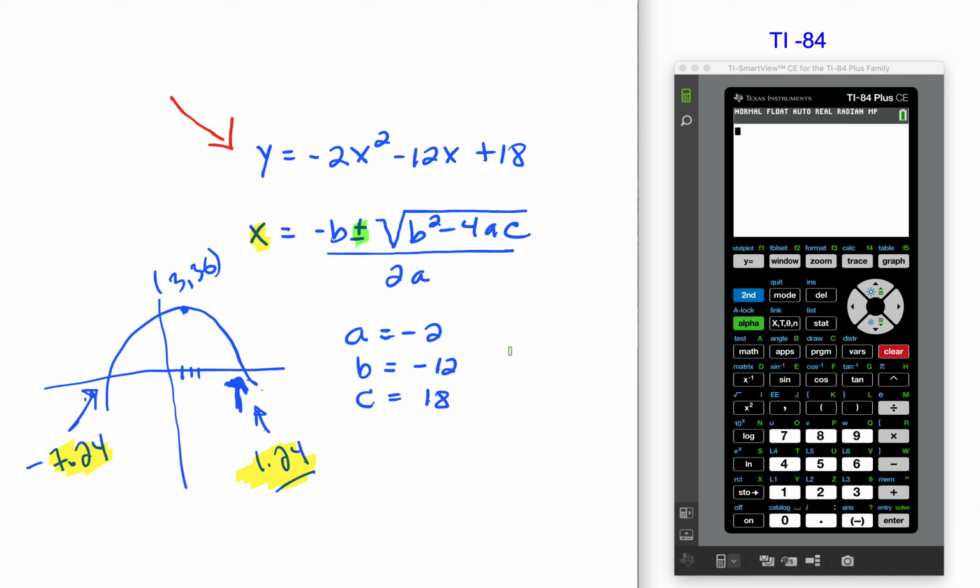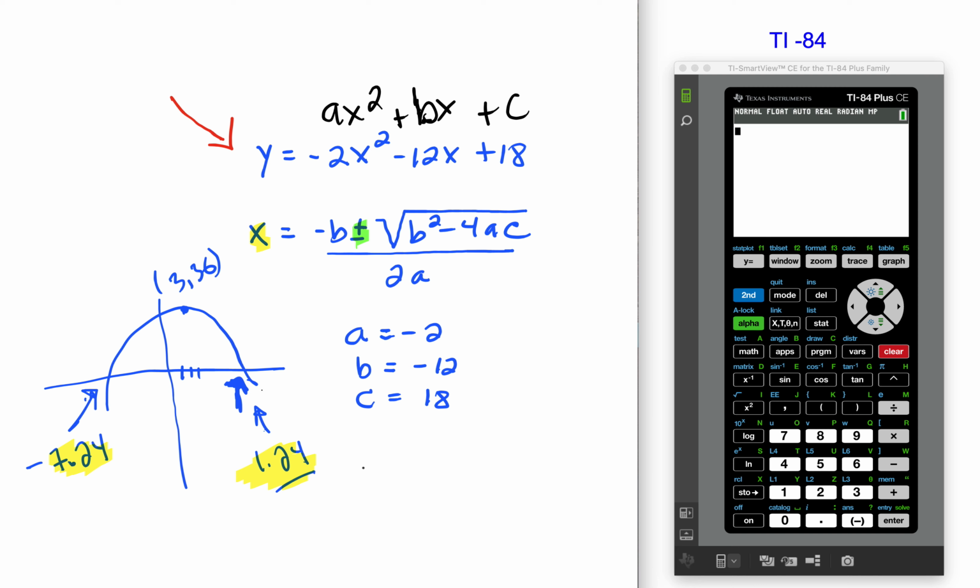Okay, so we're going to put this in the calculator, and I already wrote down our a, b, and c. So our a is -2 because the general form of a quadratic equation is ax squared plus bx plus c. So this a right here is -2. The b right here is -12, and the c is 18. Okay, so we're going to write down negative b, which is -12. I'll just write everything down first.